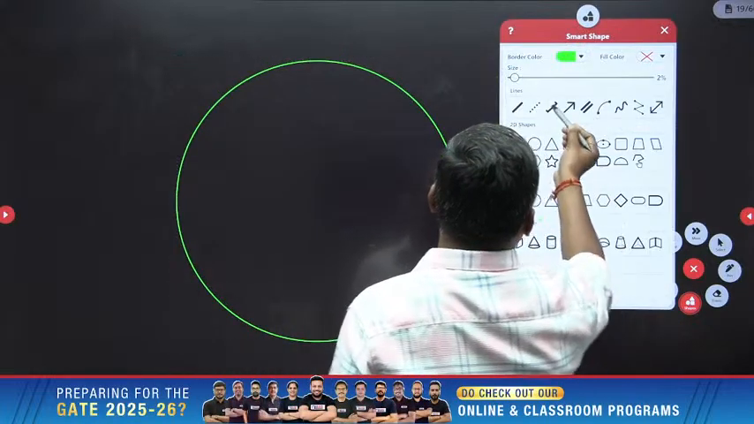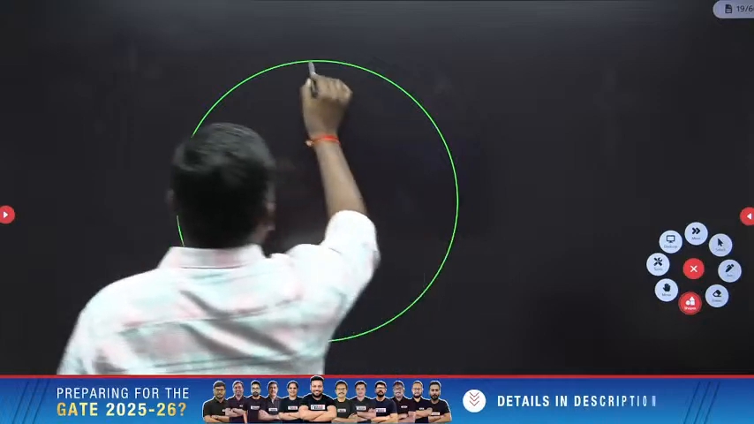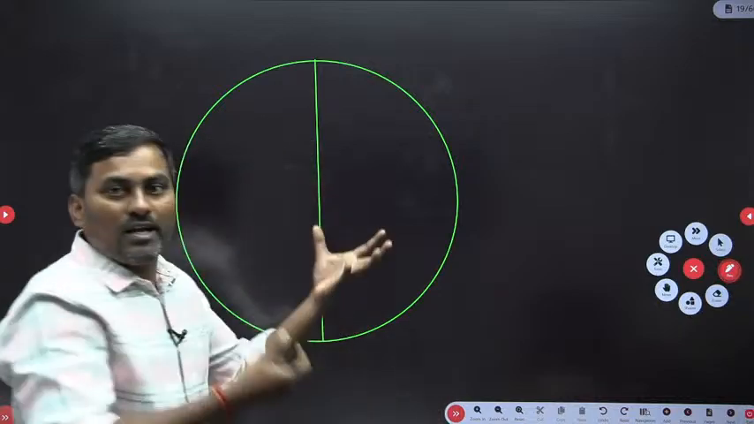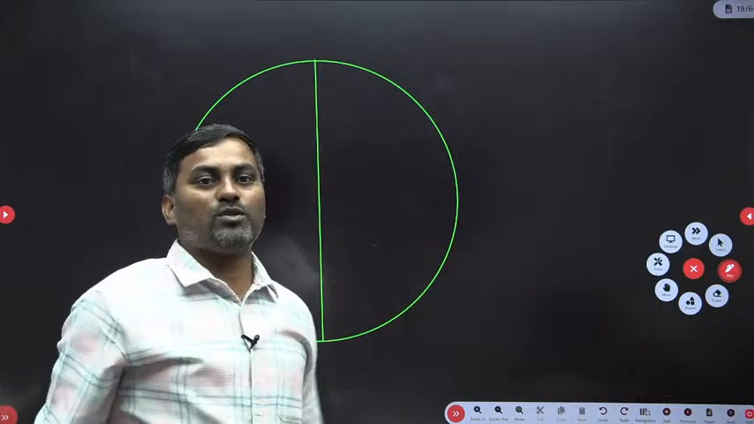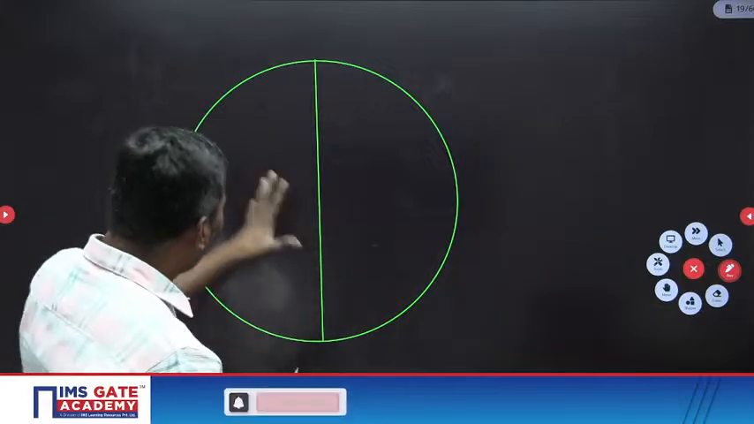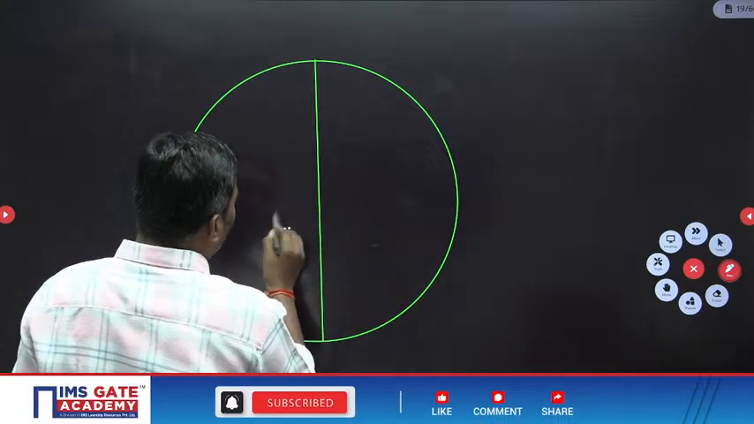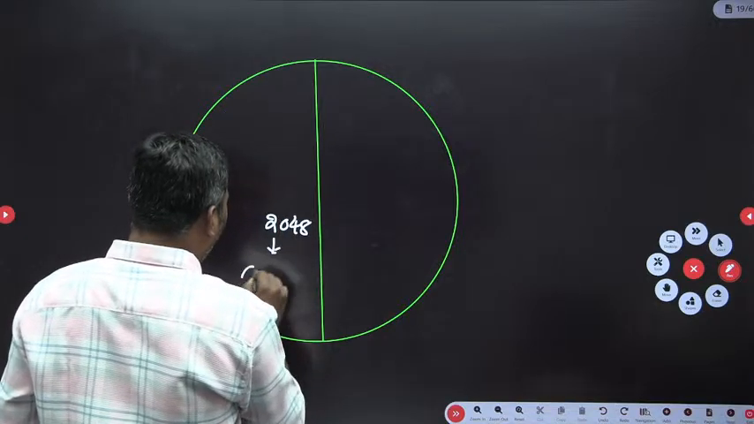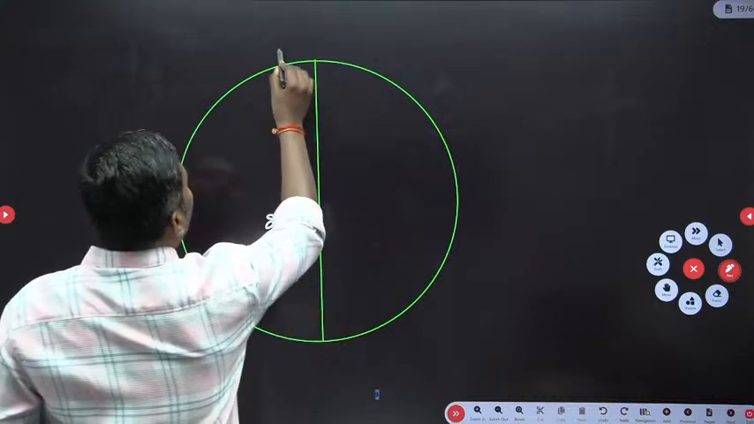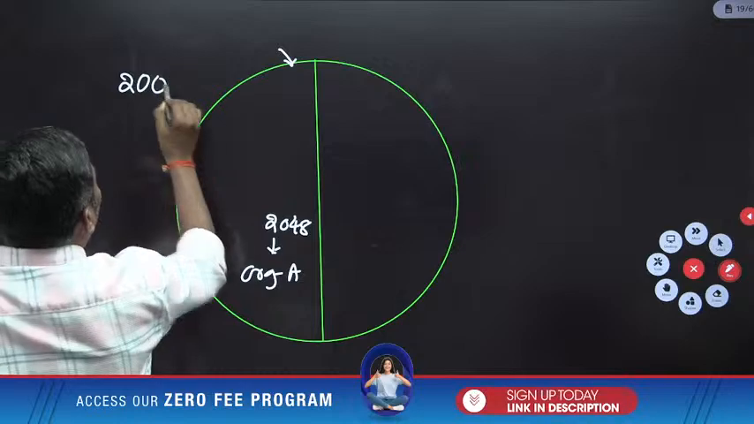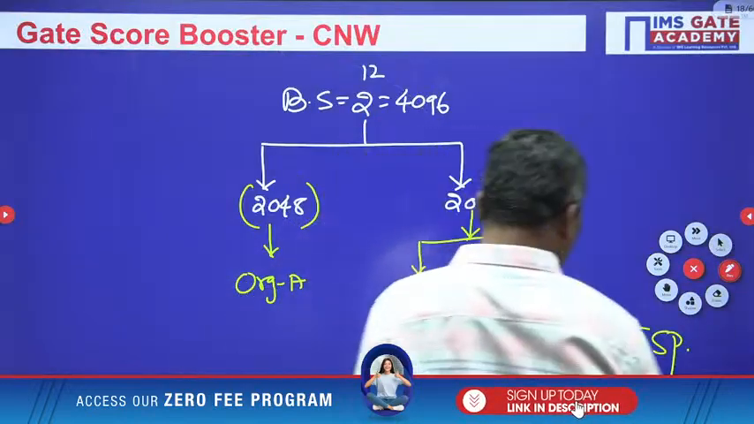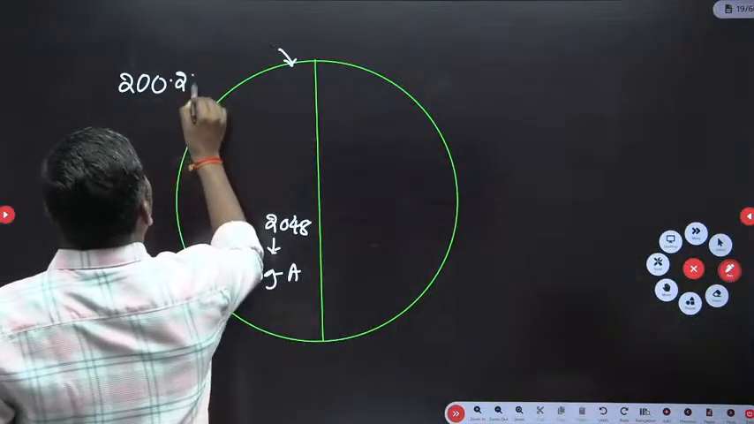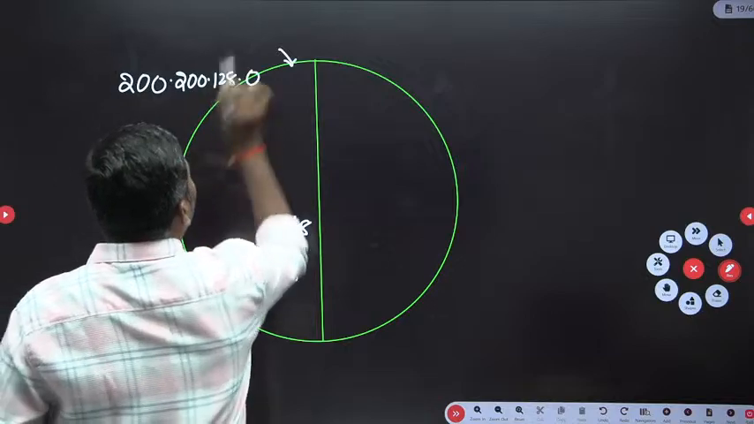So first you divided in half, correct? This entire block has 4096. We purchased one piece of cake having 4096 IP addresses. Half divided, this portion has 2048, right? Half means 2048. So this is given for Organization A. Now this IP address, let me take the given one, 200.200.128, right? 200.128.0 is given here now.